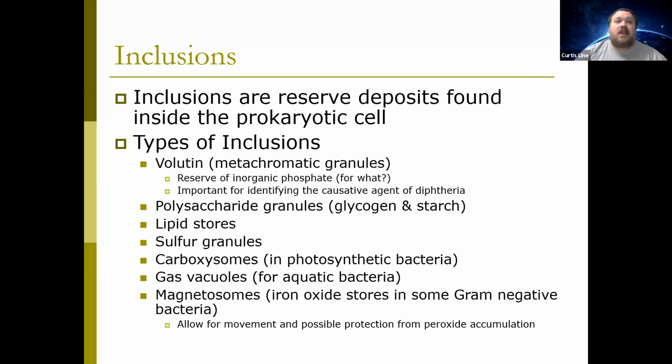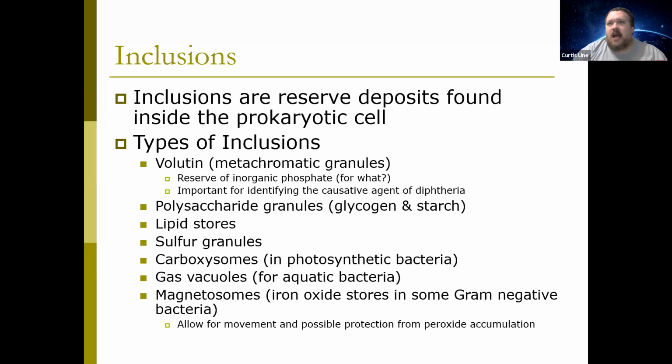And then the other thing is this type of inclusion is actually used to identify the bacteria that causes a disease called diphtheria. You guys have probably never heard of diphtheria before because it is a vaccine that we've been using for decades. It is an extremely rare disease now in the United States because of that vaccine. But 50 years ago, it was very common.